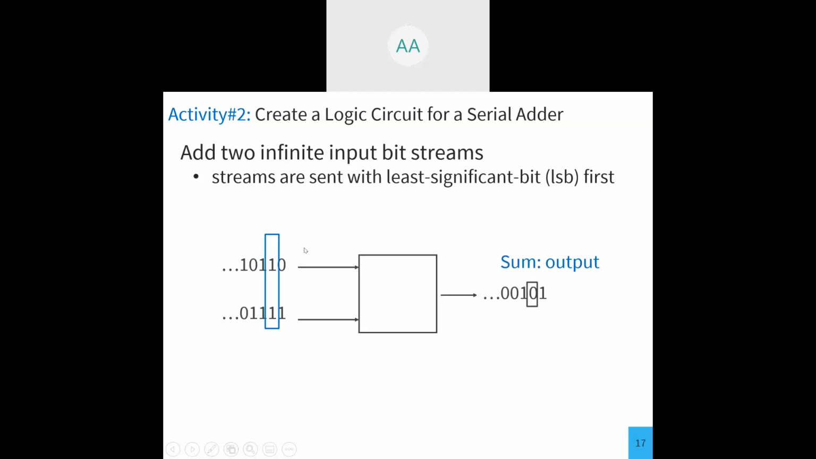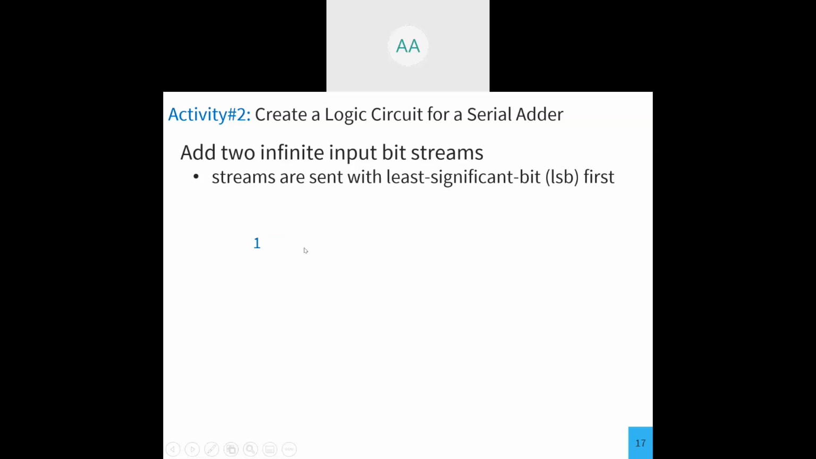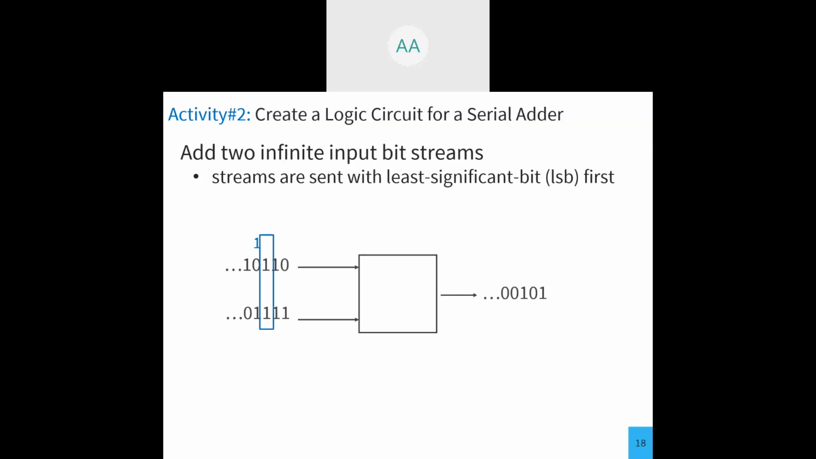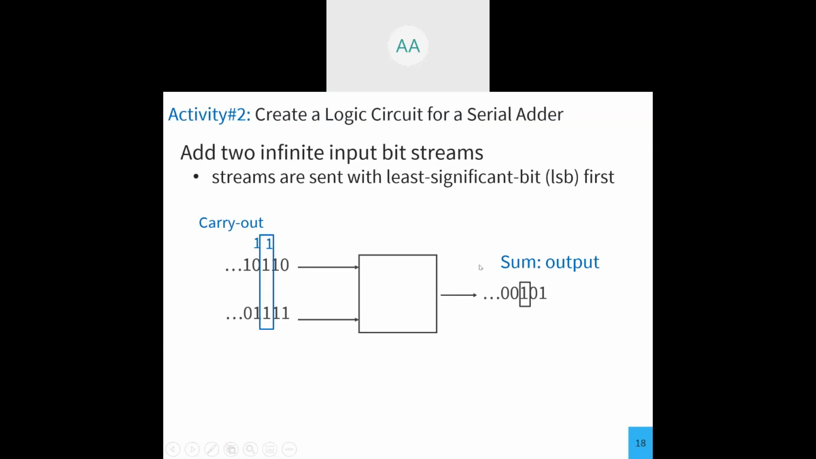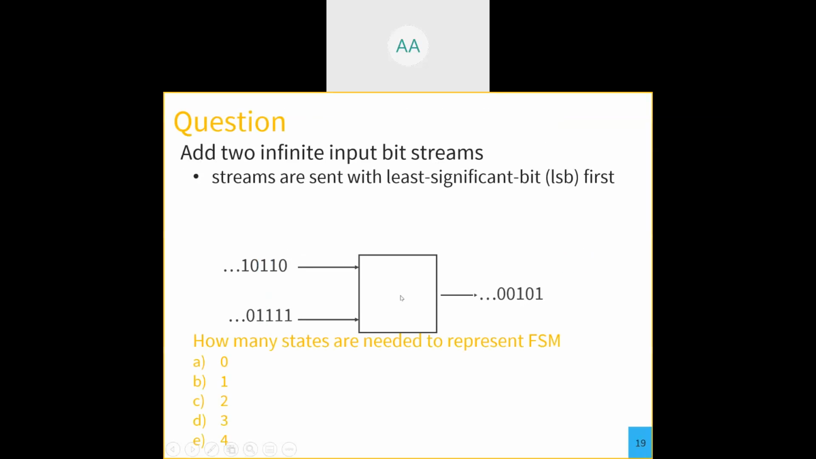And then for the third one, we have a carry of 1, right? So carry 1 plus 1 plus 1. The output is 1, and the carry out is 1 too. So in that way it works.